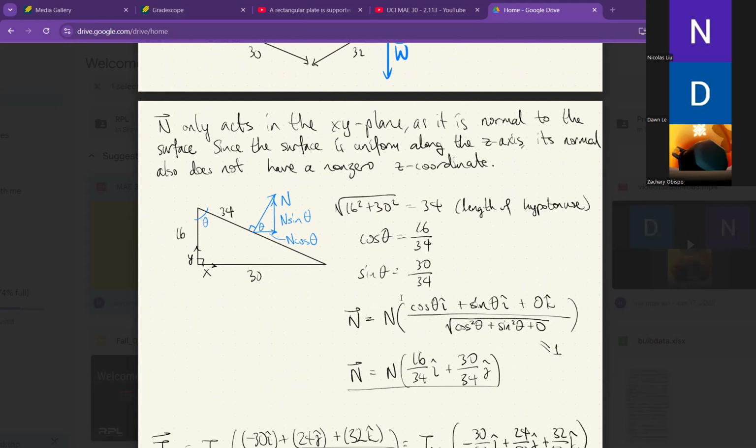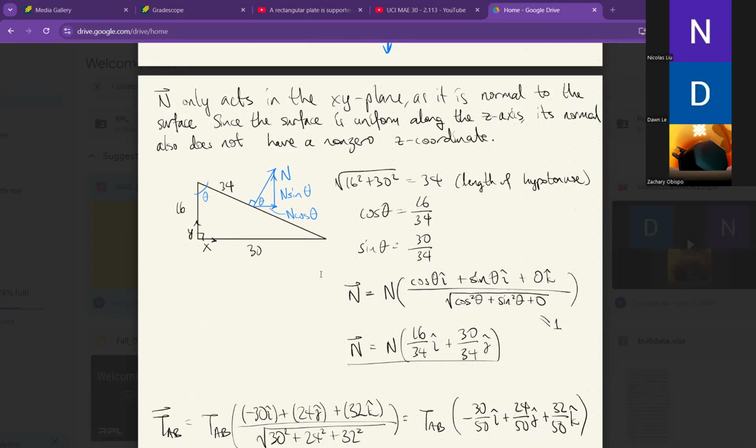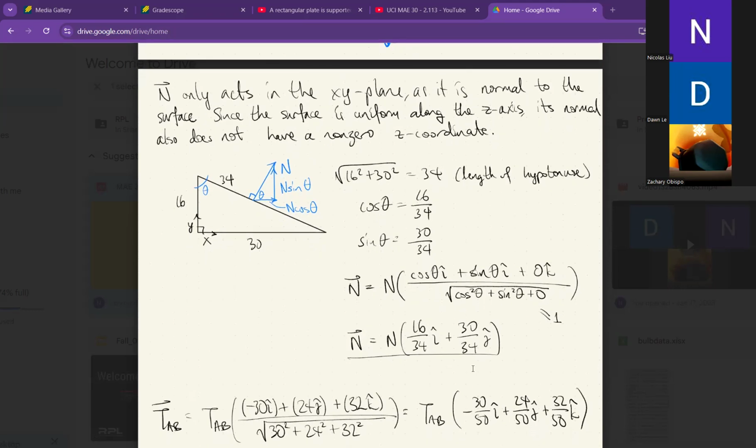I found the i and j components of the normal force by using the unit vectors method, where the i component, or the x component, is just cosine of theta, and the y component is sine of theta. You can see the angle that I chose for theta. And then I just put that in the formula. So I got that for the normal vector, which is right here.